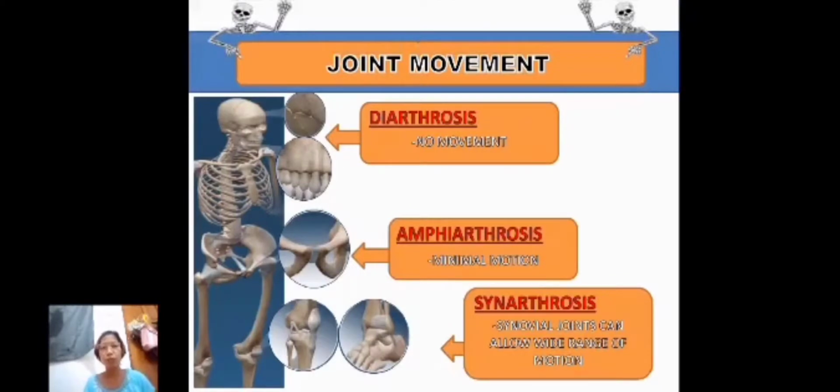The first joint movement is diarthrosis. It is no movement. It is found in our frontal bone and in our cranial bone. Second is amphiarthrosis. It is minimal motion. An example of it is found in our pelvic bone. And the third is synarthrosis. It is a synovial joint that can allow a wide range of motion. It is found in our knees, ankles, elbows, and many more that allow us to move.